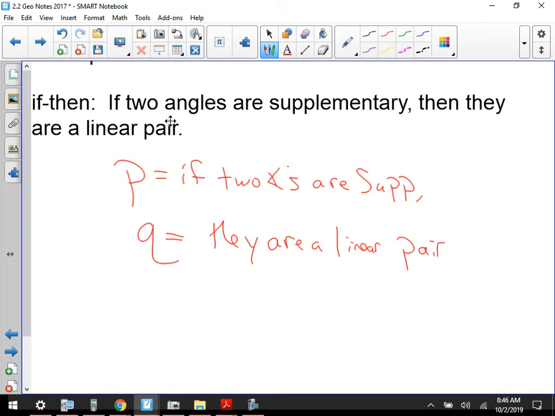All right. So once again, P implies Q is what we're going to call a conditional statement.